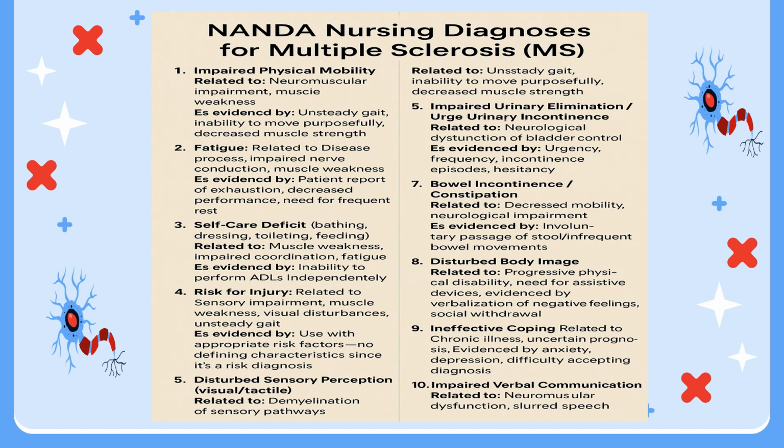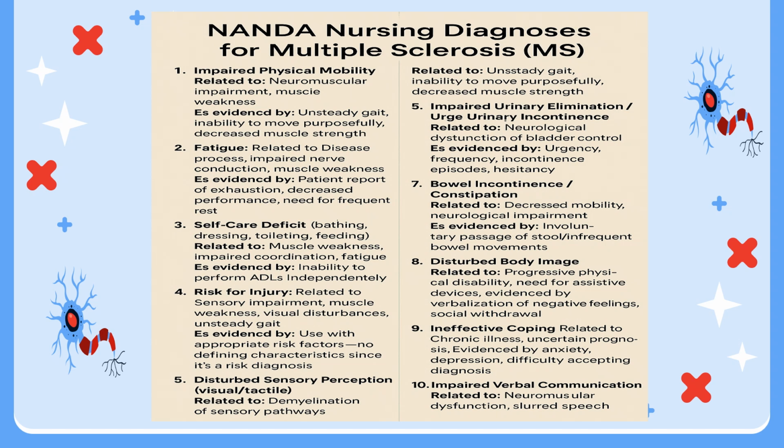Next is impaired urinary elimination, urge urinary incontinence related to neurological dysfunction of bladder control, as evidenced by urgency, frequency, incontinence episodes, hesitancy. Bowel incontinence or constipation related to decreased mobility, as evidenced by involuntary passage of stool. Disturbed body image related to progressive physical disability, need for assistive devices, and social withdrawal. Ineffective coping because this is a chronic illness and it is debilitating, which keeps coming and going.